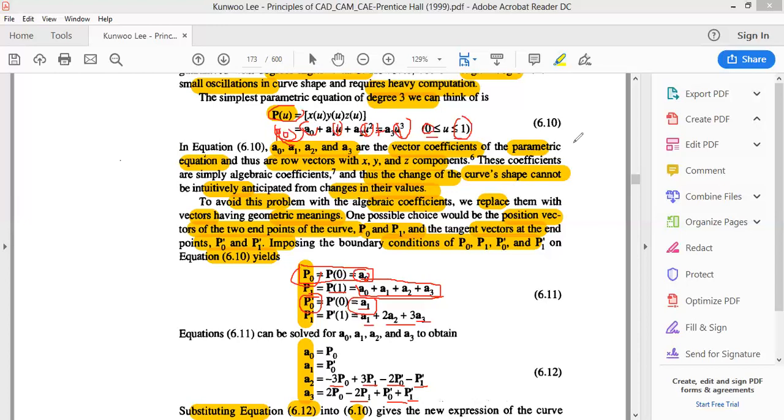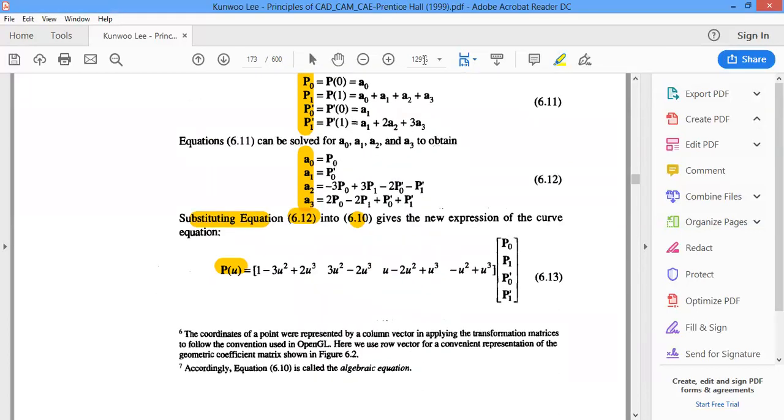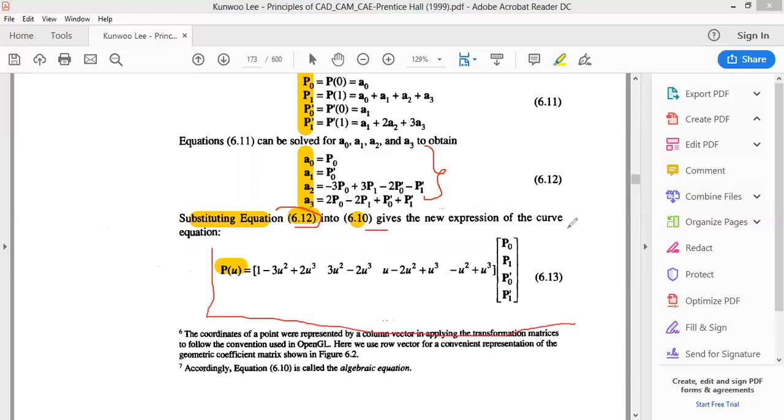So on solving this, we get these terms for the A naught, A1, A2, and A3 values. Okay. Now with this, what is going to happen when we substitute equation 6.12, that is this particular portion, in the generalized equation, we are going to get this equation over here, the final ultimate equation in a generalized form for the Hermite's curve.